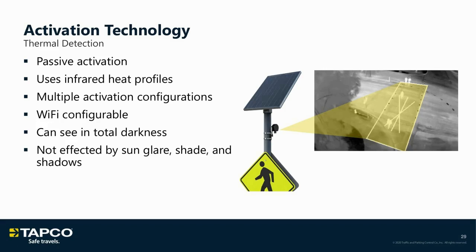You don't need any lighting to be able to show what's in that crosswalk to be picked up by the sensors. The sun and the shade, the rain, shadows don't affect any of that activation either. So this is very, very user-friendly, but virtually no false calls as well.